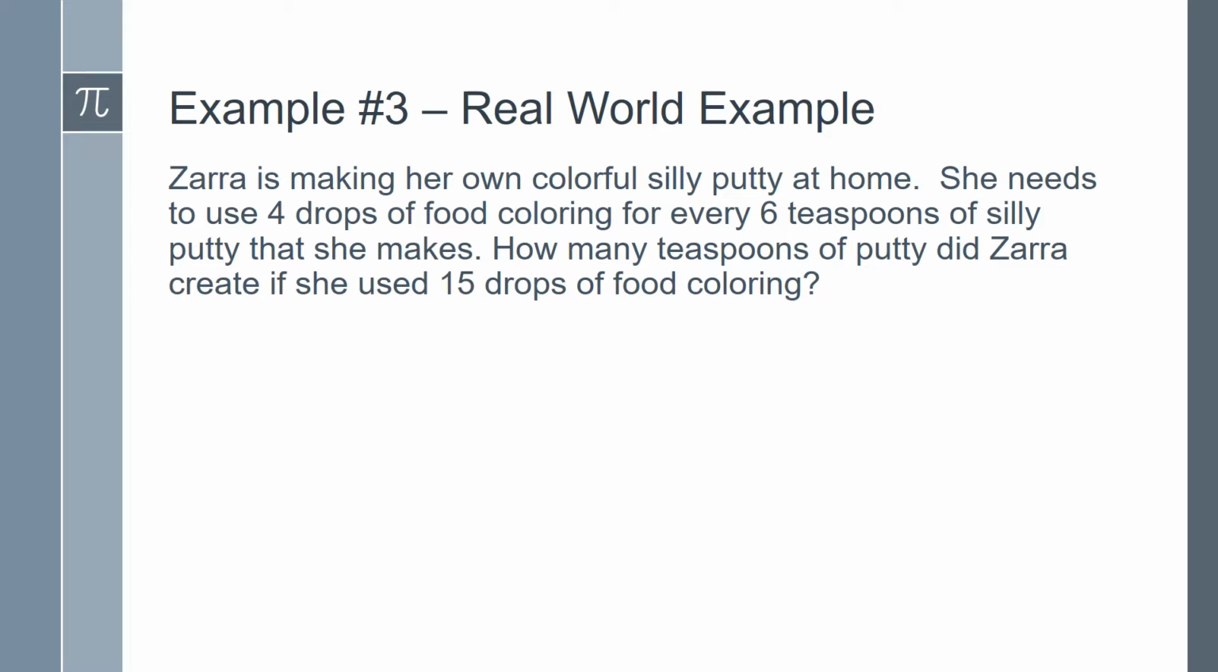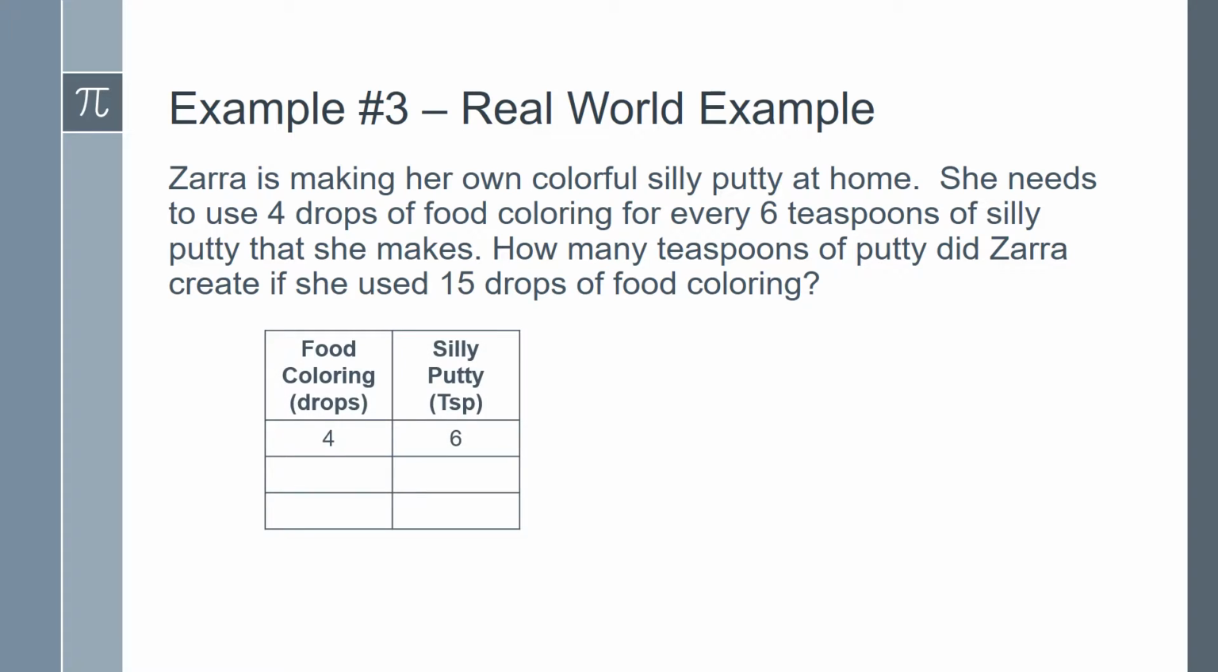Example number 3 will be a real-world example. Zara is making her own colorful silly putty at home. She needs to use 4 drops of food coloring for every 6 teaspoons of silly putty that she makes. How many teaspoons of putty did Zara create if she used 15 drops of food coloring? We'll start by creating a table with food coloring in one column and silly putty in the other column. We will insert our initial ratio of 4 to 6.